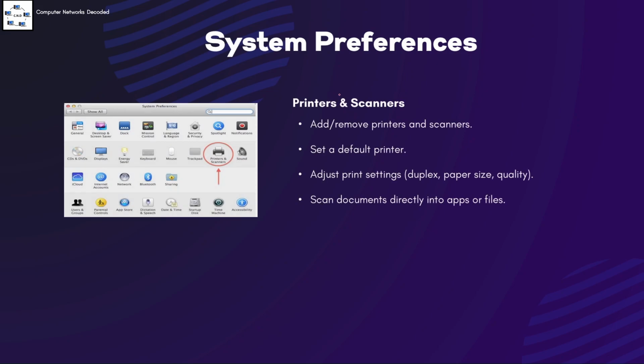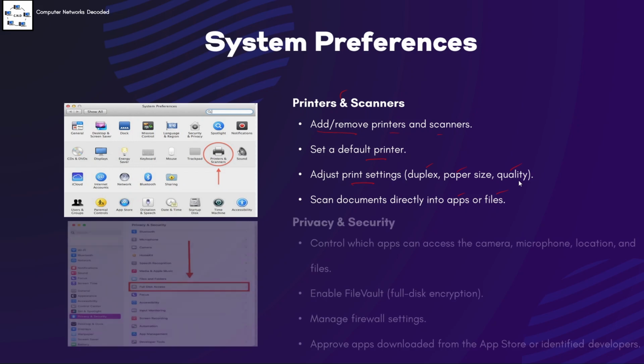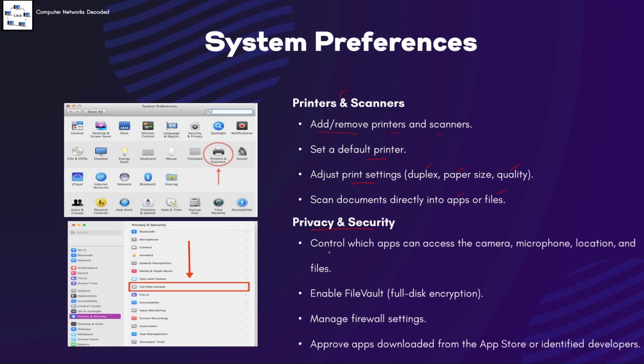Printers and scanners settings can be used to add and remove printers and scanners, set a default printer, adjust printer settings such as duplex, paper size, and print quality, and scan documents directly into applications or files. Privacy and security: these settings control which applications can access the camera, microphone, location, and files, enable full disk encryption, manage firewall settings, and approve applications downloaded from the App Store or identified developers.